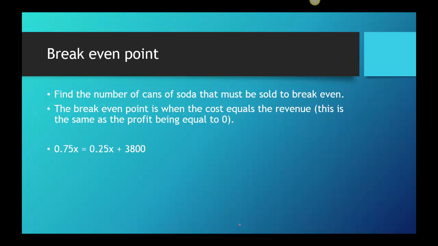So here's my revenue, 0.75x. Here's my cost, 0.25x plus 3,800. I'm going to move all the x's to the left, so now I have 0.5x equals 3,800, and when I divide by 0.5, I get 7,600. So I need to sell 7,600 cans of soda to pay off the machine and pay off everything I bought. But that says that the next one I sell, 7,601, I'm going to make some money, and that's good news.